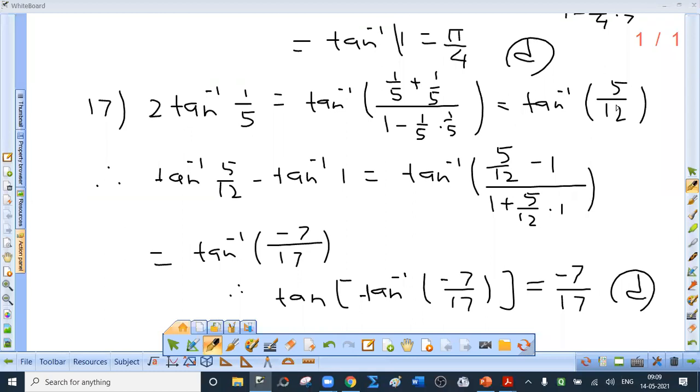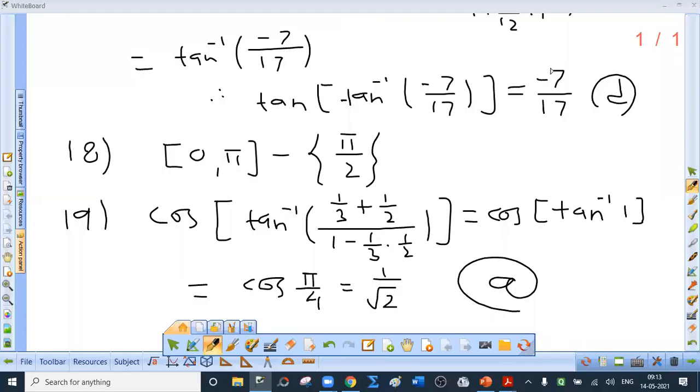Simplify to get this. Now it is actually tan inverse 5 by 12 minus pi by 4. I have replaced pi by 4 by what? Tan inverse 1, so that I can apply the result: tan inverse p minus tan inverse q is tan inverse of p minus q upon 1 plus pq. Rearrange the terms to get this. Now what is tan of tan inverse of this? Same number, minus 7 by 17. So the correct option is D, Delhi. So according to me, an important part here is to replace pi by 4 by tan inverse 1, so that you can apply the tan inverse p minus tan inverse q formula.